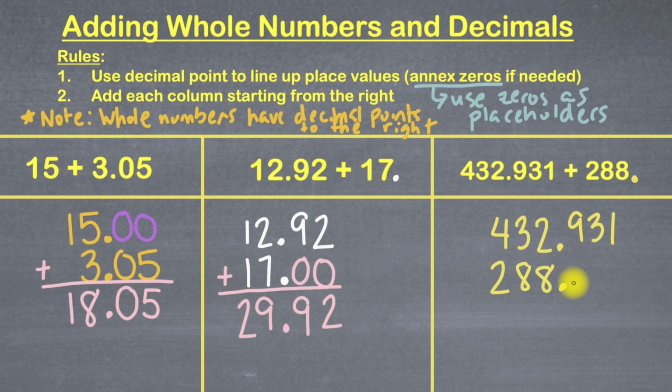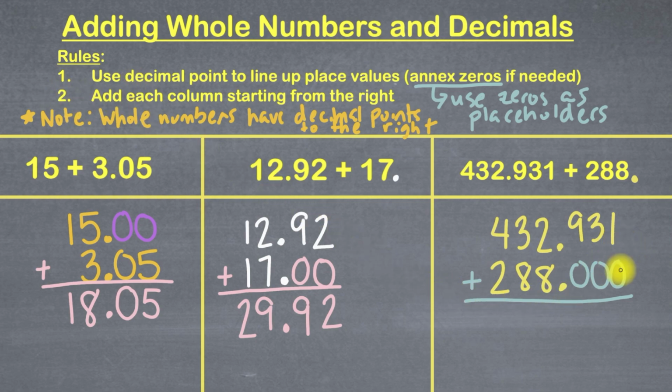I've got nothing here, so I can annex zeros like we did before. So I'll put a 0 under the 9 in the tens place, a 0 under the 3 in the hundreds place, and a 0 under the 1 in the thousands place. Again, making sure that every single place value is lined up. If you don't have your place values lined up, you will get the wrong answer, so please be careful. I'll put my plus sign, I'll put a line under everything, and then I'll start at the right adding column by column, just like it says in rule number 2.